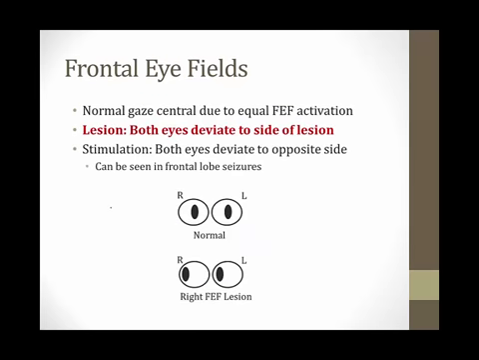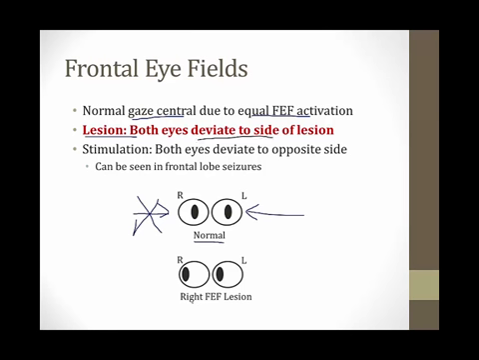To understand lesions of the frontal eye fields, you need to appreciate that normally your gaze is kept central due to equal FEF activation. In other words, if you look at this normal example of two eyes on the screen here, the reason the two eyes are centered is because the right and left FEF are both activating the eyes equally. What this means is when you have a lesion, you remove the activation from one side unless the other side dominates, and this means both eyes will deviate to the side of the lesion.